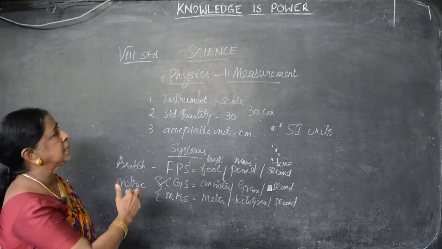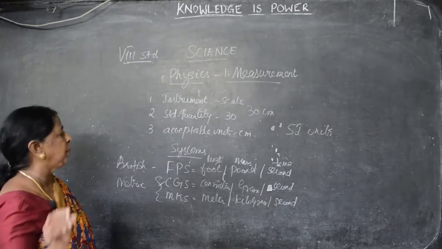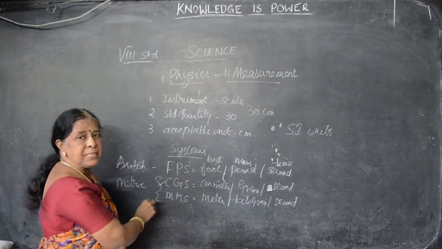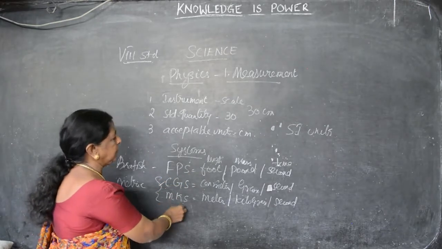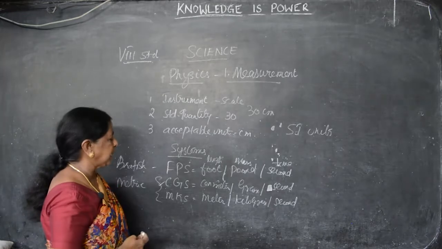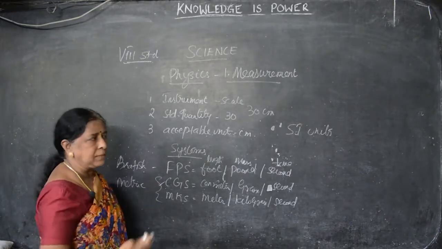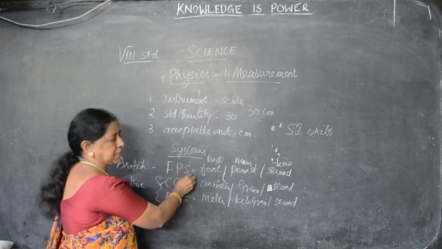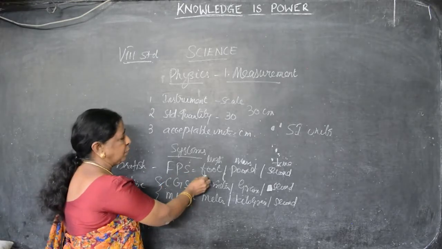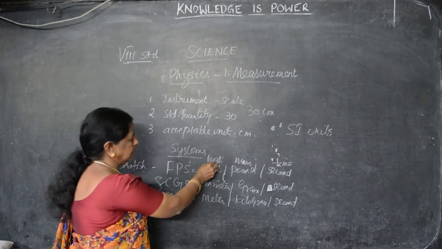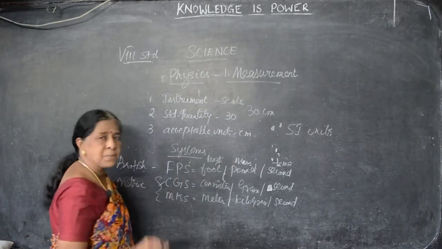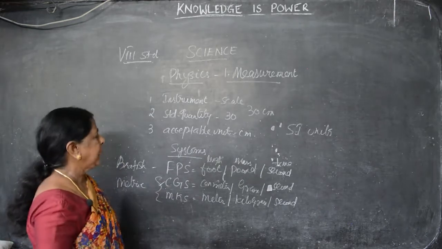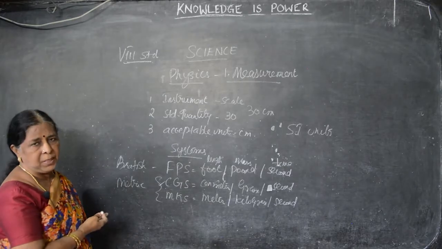To measure things, from the olden days we have been following 3 methods. One is FPS, the other one is CGS, the third one is MKS. Though there are 3 systems, we are not using all of them, we are minimizing. Let us see first what is FPS. F is foot, that is the length, P for pound, this is mass, that is weight, and S for time, that is second. This is the British system, we are not using it.